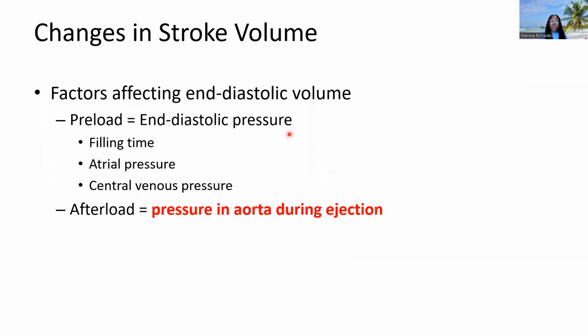So preload is going to influence the end diastolic pressure, how much blood and how much pressure the atria are filling, and therefore how much of that is spilling down into the ventricle. That's going to affect our filling time. It's going to affect the atrial pressure, as well as the central venous pressure. So if we look at our major veins like our superior vena cava and inferior vena cava, what kind of pressure exists in those veins will also determine how much blood is going to be filled into our atria and subsequently ventricle, versus the afterload being how much pressure exists beyond the ventricles.